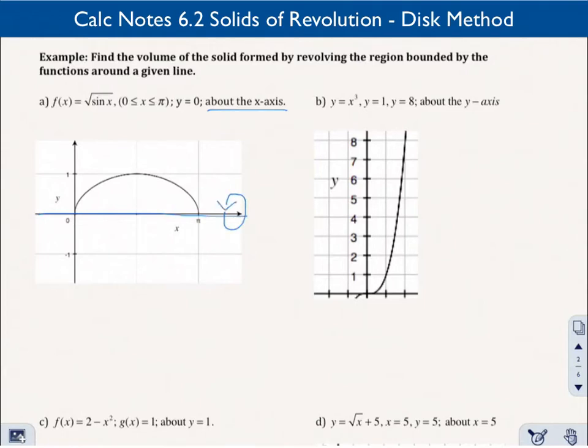Okay, so this is going to get mirrored on the other side, and then it revolves right here. We almost have a little football type of shape, and we want to draw in our representative rectangle. The width here is going to be delta x, because it's the width of the x. And then the height of that rectangle is going to be r of x.